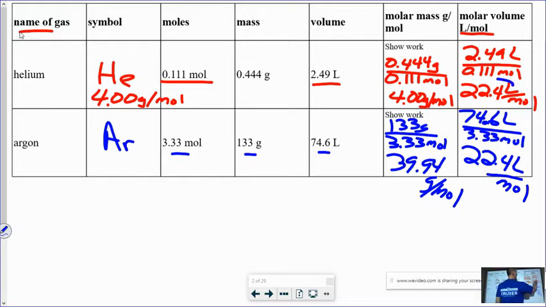So if we look at this, we got 22.4 there, 22.4 there. And the idea that we're trying to get across is it does not matter what gas we are talking about. It will occupy 22.4 liters of space if you have 1 mole of gas under certain conditions. And we will talk about those certain conditions starting on the next slide.